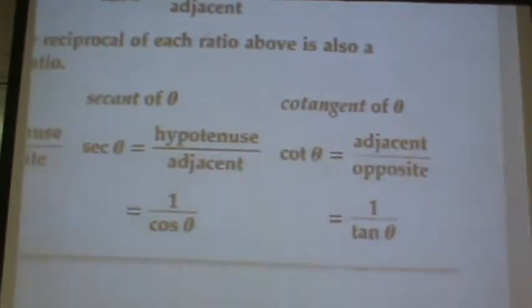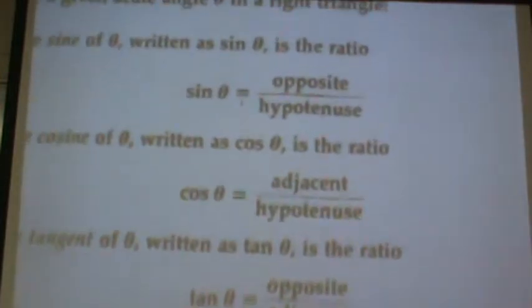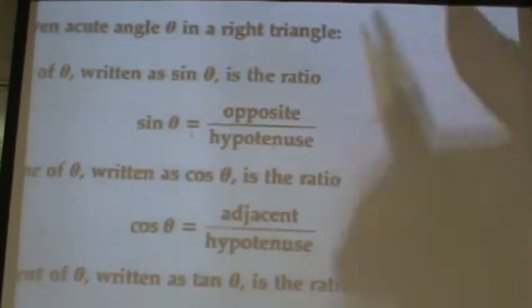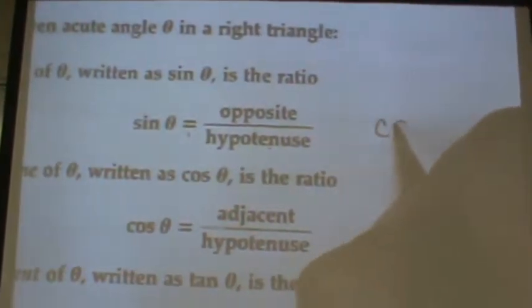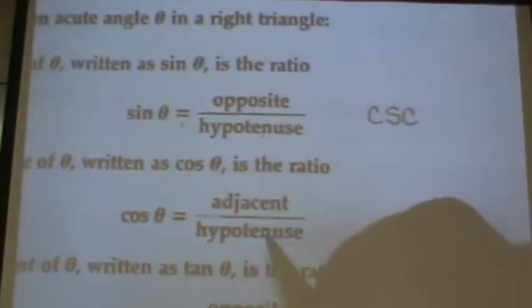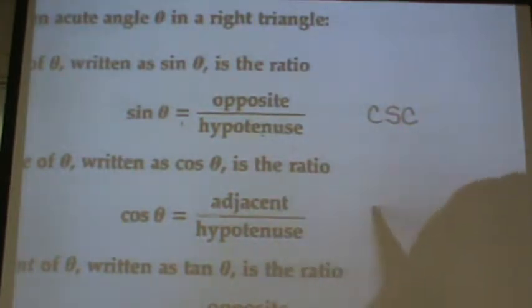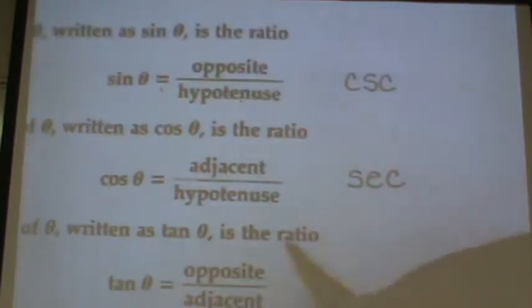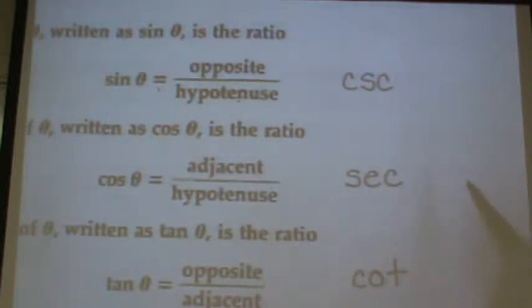So now, you have to know the three reciprocal fractions. When you flip sine, it's cosecant. When you flip cosine, it's secant. And when you flip tangent, it's cotangent. Now, can anyone think of a way that we as a group can remember these three? I can tell you how I remember them.